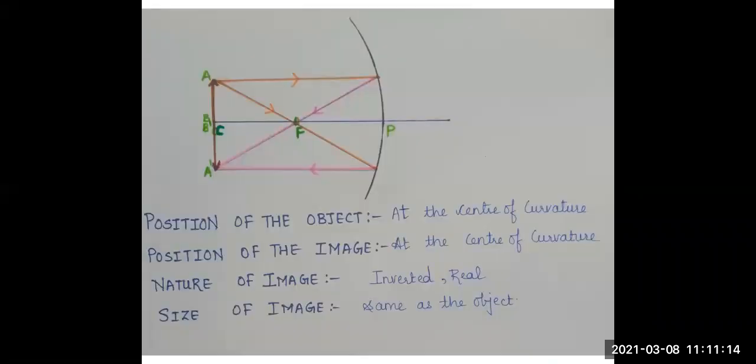Now, this is our third diagram. We are just changing the position of the object and seeing where we get the image. Here the position of the object is at the center of curvature. AB is placed at C. C, F and P are the center of curvature, principal focus and pole of the mirror respectively.